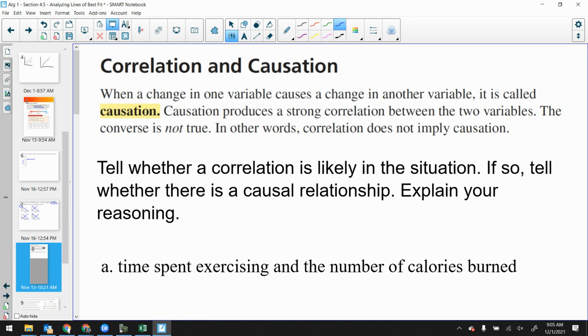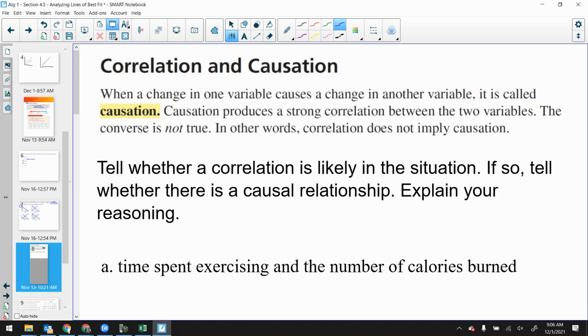Are there counterexamples? Are there outliers? Of course, and we expect to see that, and that's okay with correlation. When I start talking about causation, that's not okay anymore. I cannot have outliers. I cannot have a counterexample. When one thing happens, the other thing must happen with it.